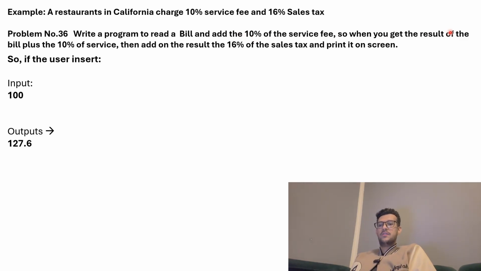When you get the result of the bill plus the 10% of services, then add on that result the 16% of the sales tax. So take the bill amount and add to it the 10% services fee. When we get the result, we want to add the 16% of the sales tax. The 16% will not just be added on the total bill. No, it will be added on the total bill plus the 10% services fee.